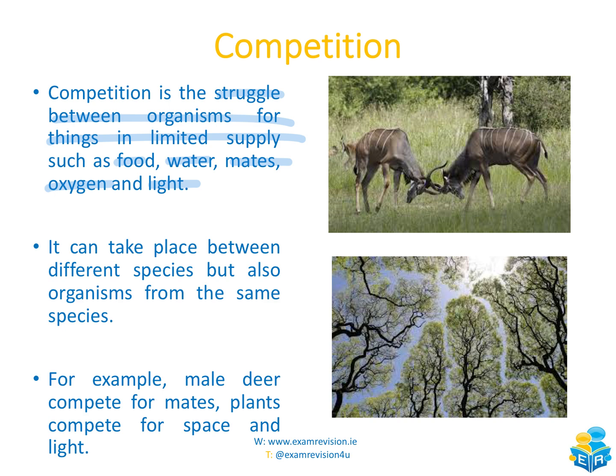So it can take place between different species, but it can also take place from organisms from the same species. So we can see up here we have our two organisms, our two animals, they're from the same species, but similarly this could happen between one from one species and another from another species. It can take place in both scenarios there. So for example, male deer will compete for mates, they could compete for food, and plants will compete for space and for light, they could compete for water as well. So lots of examples of competition that exist.